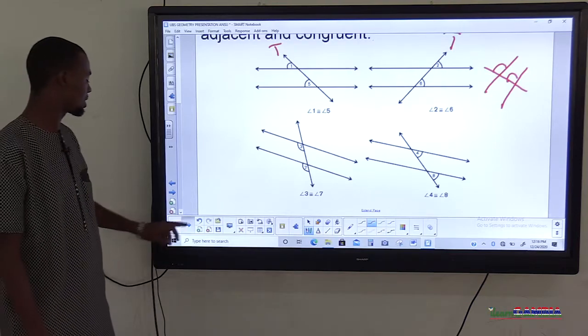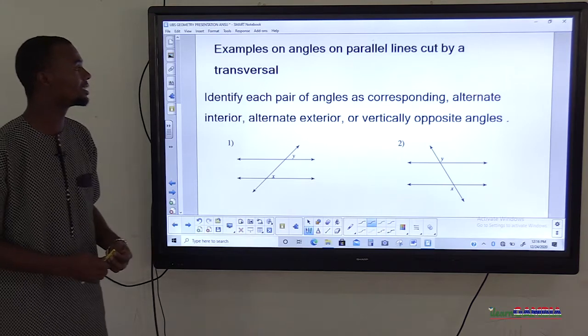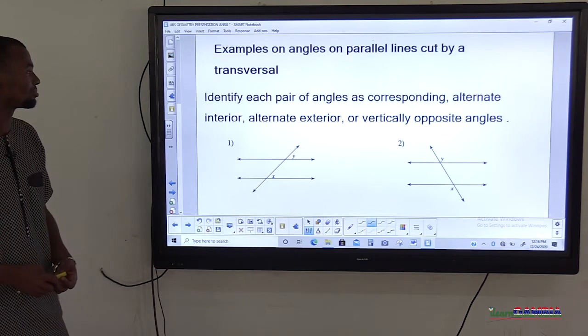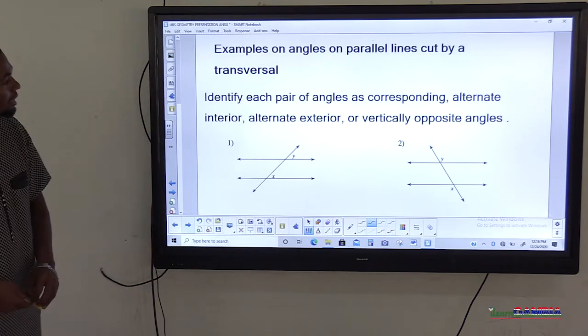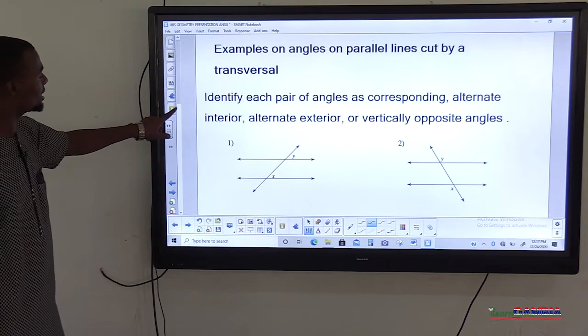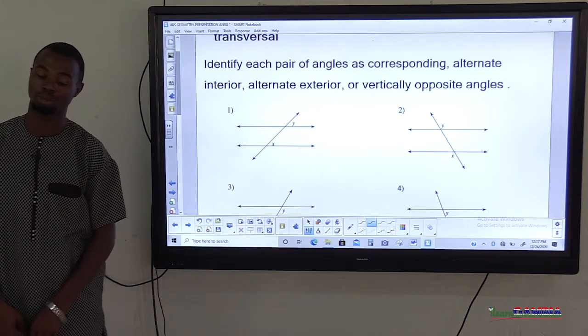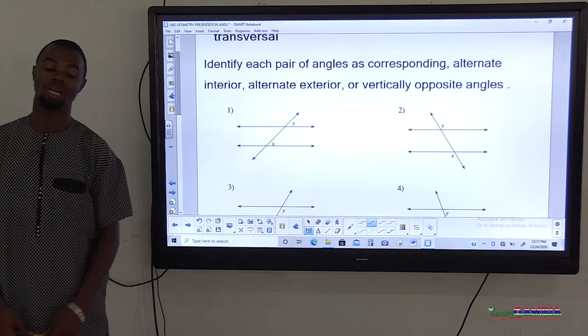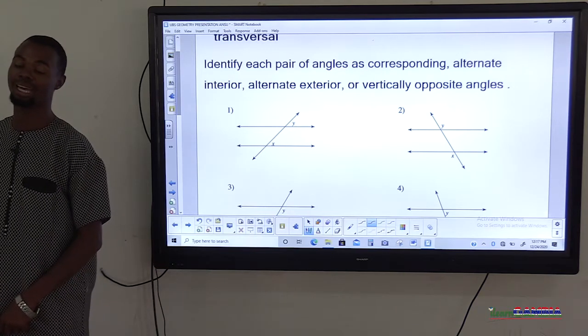So we go to the next slide. Examples of angles on parallel lines cut by a transversal. Identify each pair of angles as corresponding, alternate interior, alternate exterior, or vertically opposite angles. Let us look at number 1. What type of angle pair is on number 1? Angle X and angle Y.